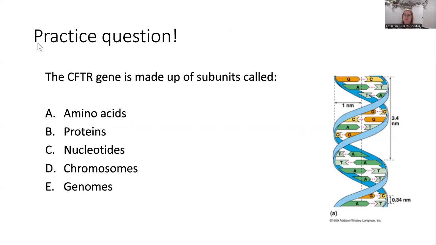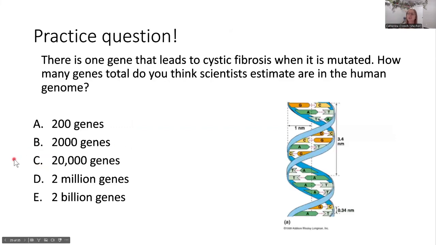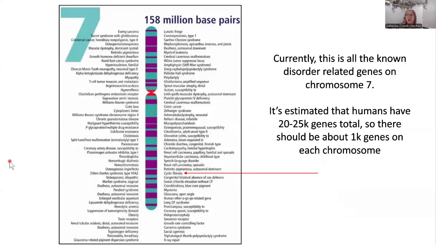It's a gene, so it's made of nucleotides. There is one gene that leads to cystic fibrosis when it is mutated. How many genes total do you think scientists estimate are in the human genome? Whatever you guess is good, but the answer is about 20,000. We expect there to be 20,000 genes in the human genome.